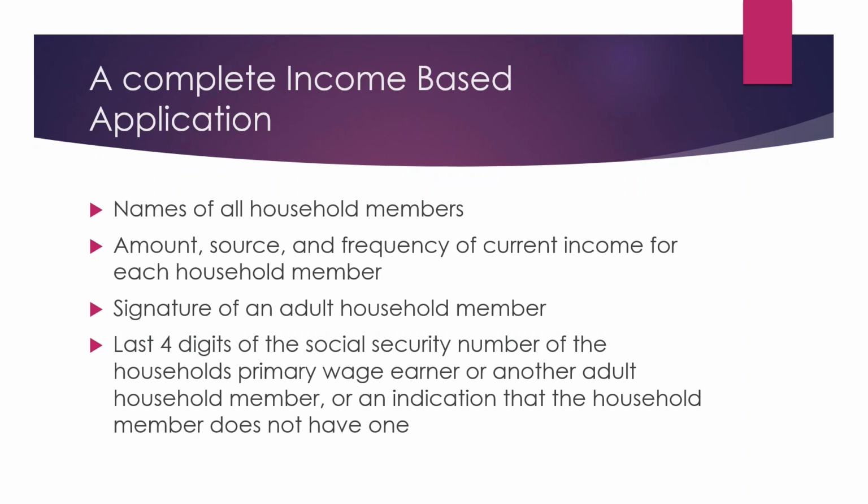So a complete income-based application would contain the following: the names of all household members, the amount, source, and frequency of current income for each household member, the signature of an adult household member, the last 4 digits of the Social Security number of the household's primary wage earner or another adult household member, or an indication that the household member does not have a Social Security number.